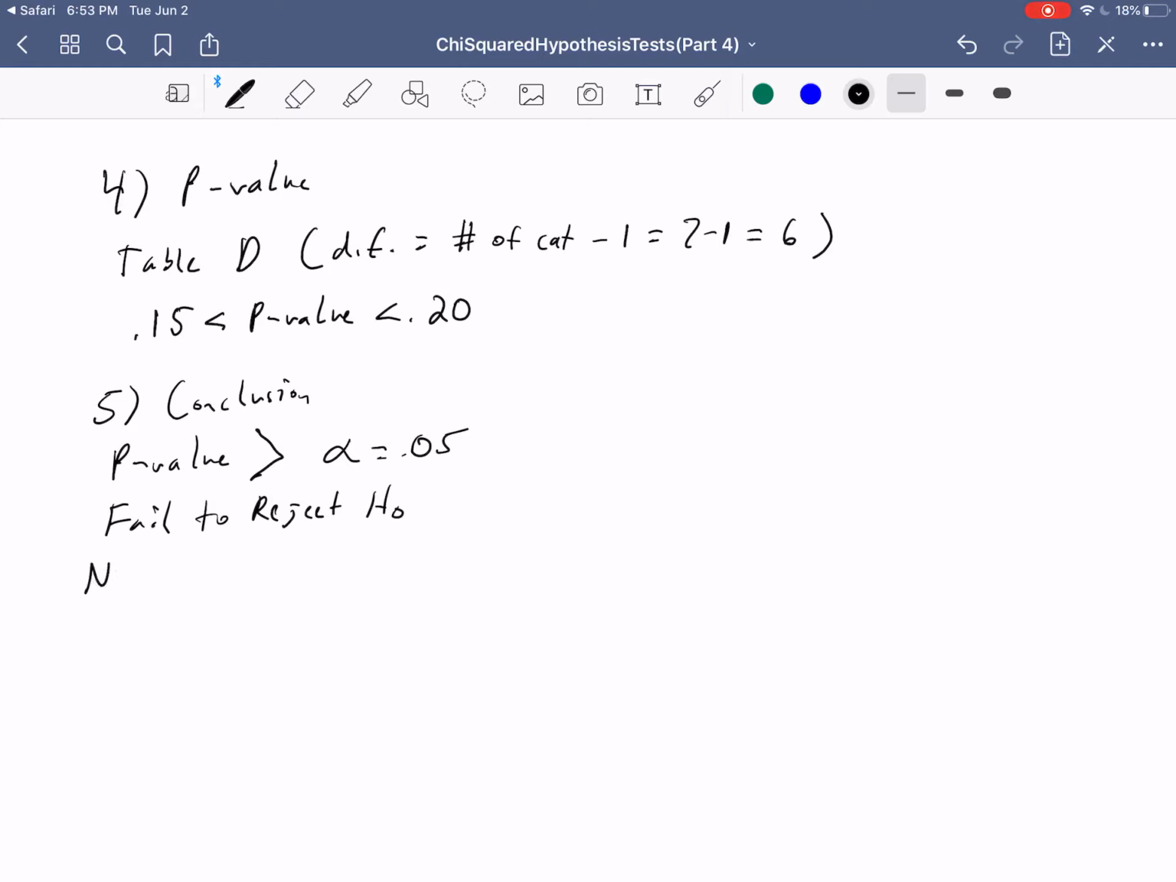So, no significant evidence that the births are not evenly distributed. So, what would that mean in real life for our analysis? Well, I would say that in our analysis, we have no reason to believe that the births are not just randomly distributed. In other words, we would say that everything seems to be normal at this hospital.